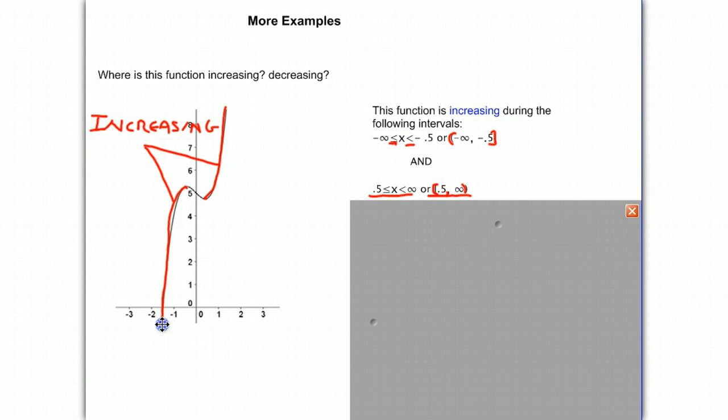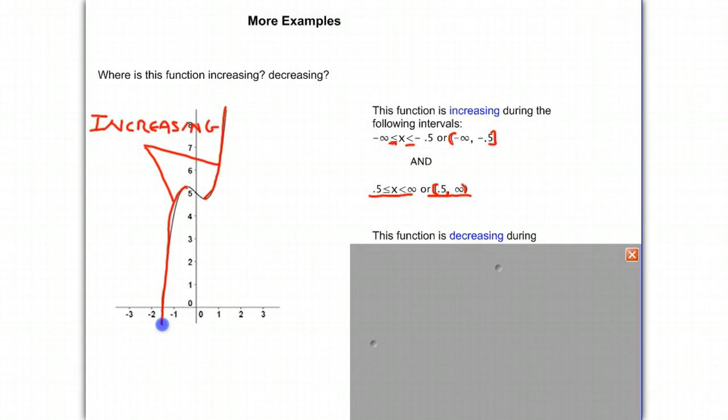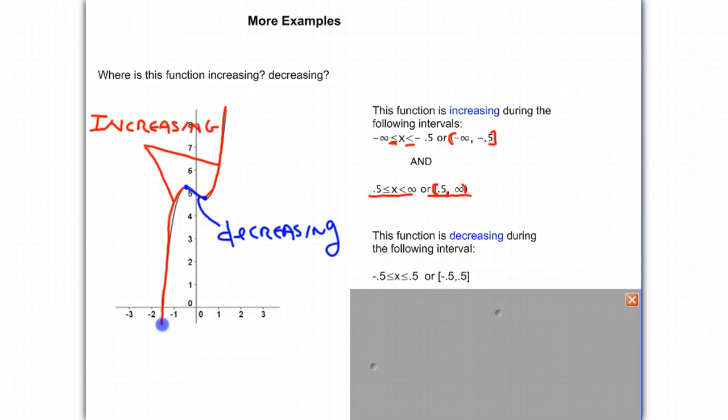Next question is, where is this function decreasing? Okay. It is decreasing from this interval here from negative 0.5 down to positive 0.5. So this is where it's decreasing. So putting it in mathematical notation, we can say that x is greater than or equal to negative 0.5 and less than or equal to 0.5, or using square brackets, x is greater than or equal to negative 0.5 and less than or equal to 0.5.